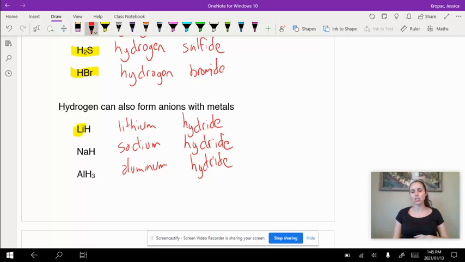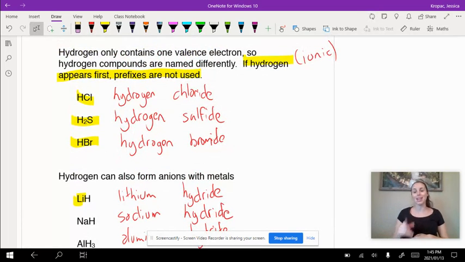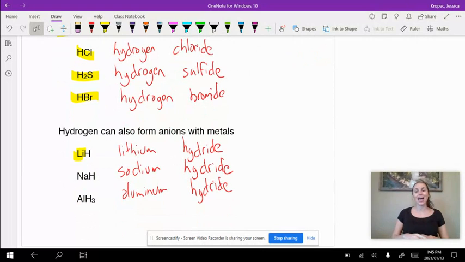So hydrogen can actually have three different rules around it. Hydrogen can be first, and it's named as an ionic compound. Hydrogen can be second, combined with a metal, and it's an ionic compound. Or we looked at some at the beginning where hydrogen was second, with a non-metal, and that's named like a covalent compound. So hydrogen, you've got to be a little bit tricky. You have to think about where hydrogen is and also what it's bonded to.